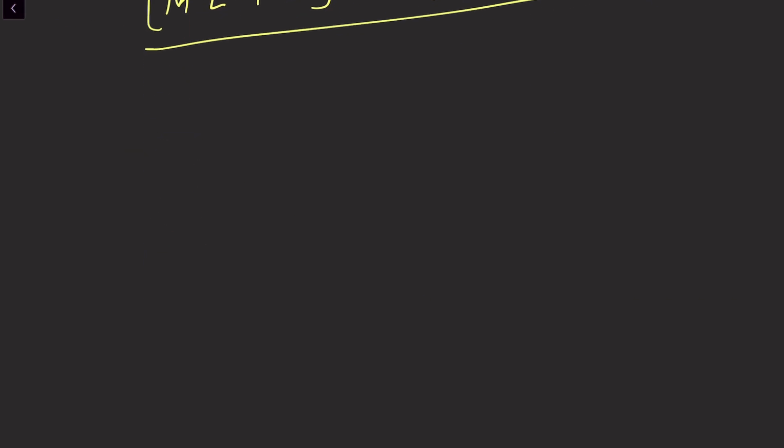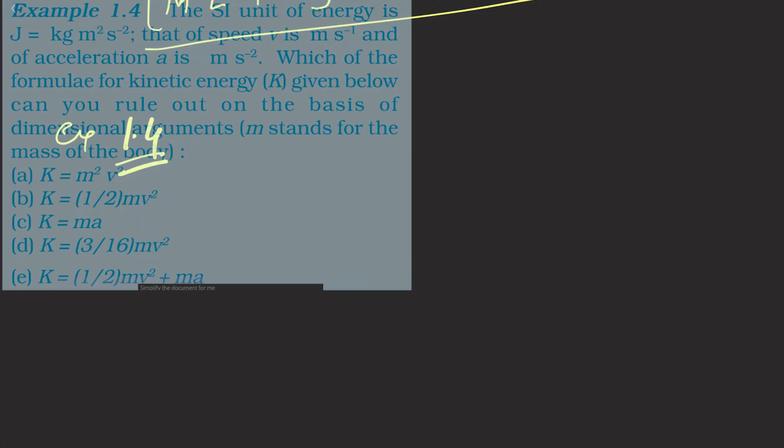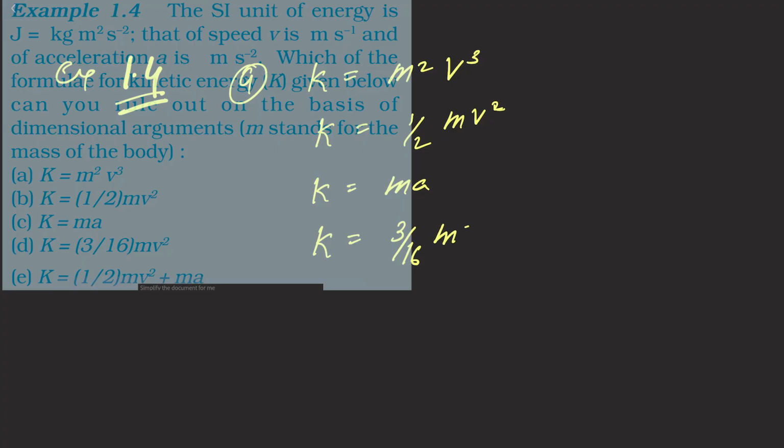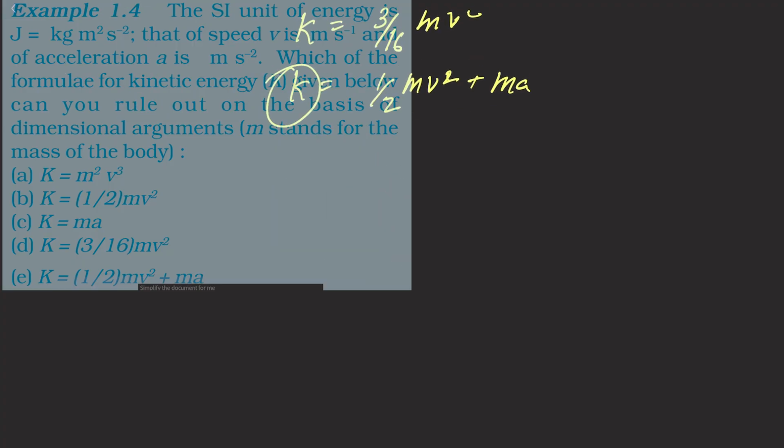Let us do example number 1.4. The SI unit of energy is joules, that of speed v is meters per second, and acceleration a is meters per second square. Which of the formulae for kinetic energy given below can you rule out on the basis of dimensional arguments? M stands for mass. So what are the options? We are given the unit of K, that is kinetic energy.